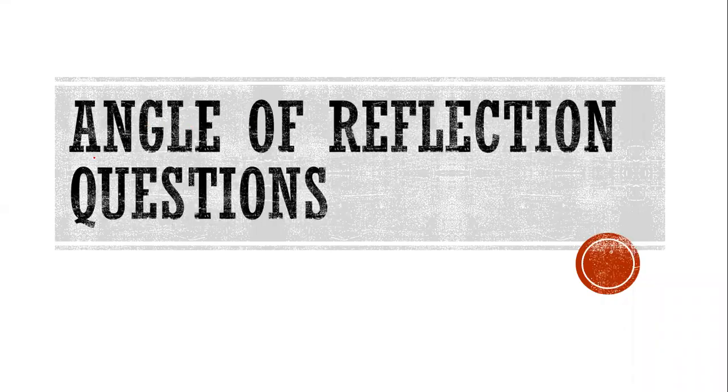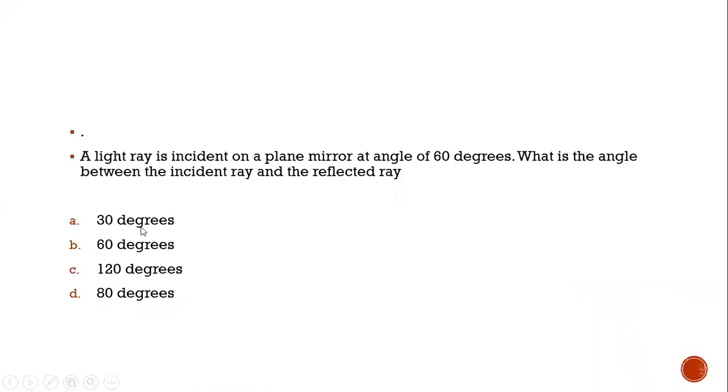Okay, so we're just going to answer some questions regarding angle of reflection. Nothing too complicated, just basic angle of reflection and all that. A ray of light is incident on a plane mirror at an angle of 60 degrees. What is the angle between the incident ray and the reflected ray?